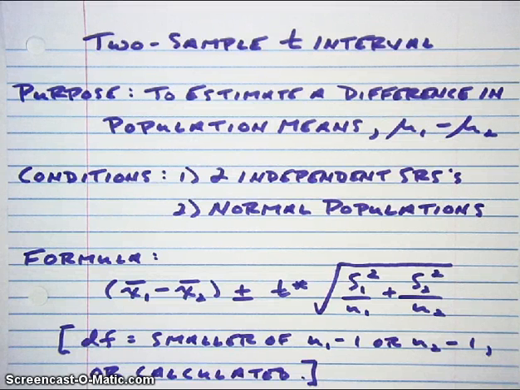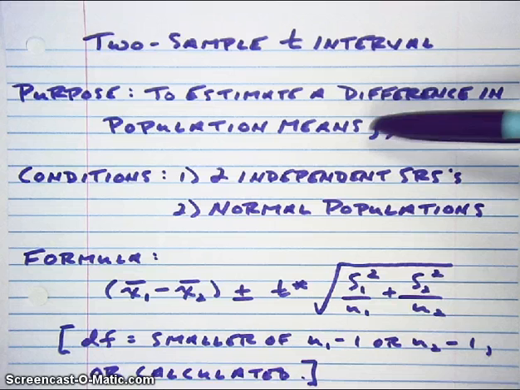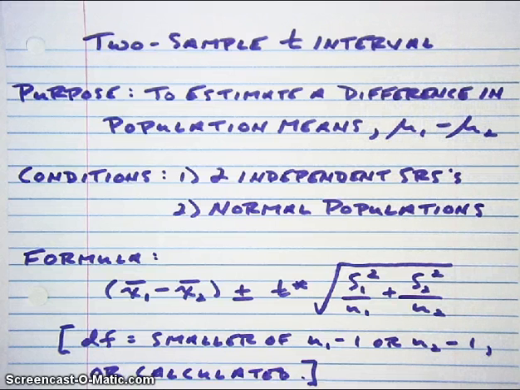The two-sample t-interval is used to estimate a difference in population means, mu1 minus mu2. The conditions are pretty simple. You need two independent simple random samples and normal populations. The formula has the same structure as any confidence interval.